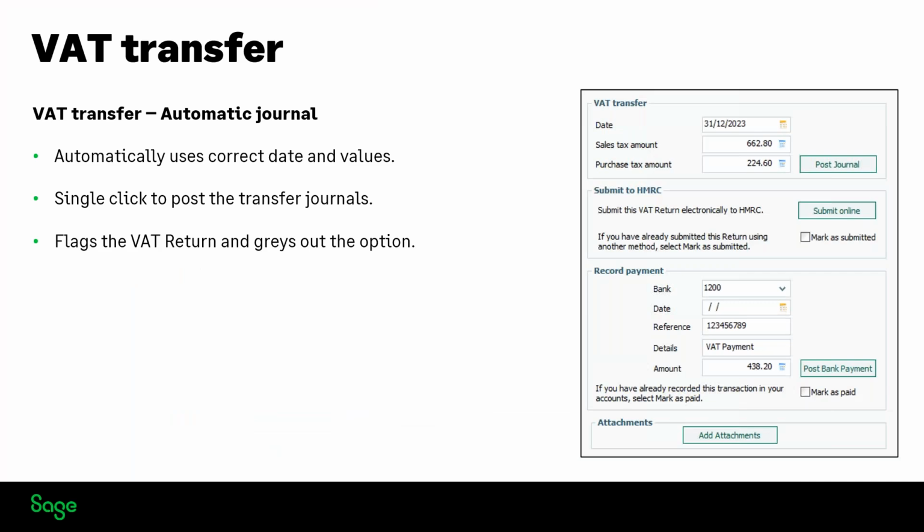Now, the beauty of the VAT transfer option within the VAT return itself is that it's automatic. It's essentially one click. It will use the correct date, the correct values. You will click the button, Post Journal, and it will do that for you. Couldn't be easier. And it flags that VAT return to see, right, well, I've done this. And then the option will be grayed out. So let's just have a quick look at that in the software.